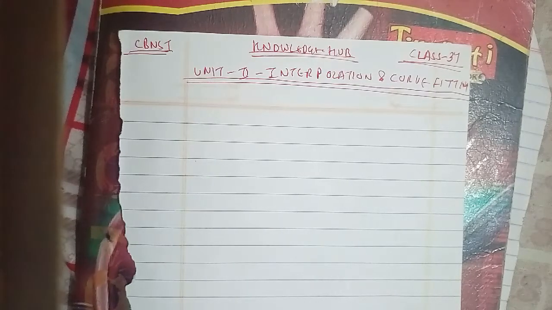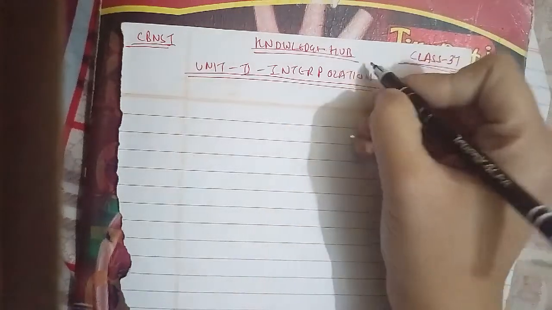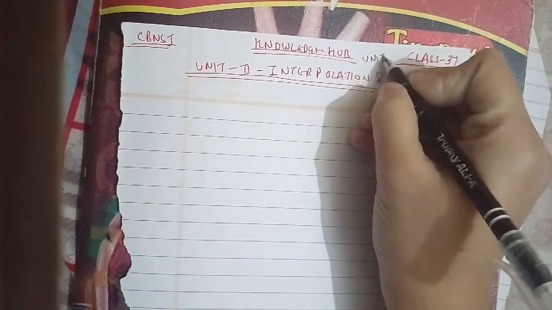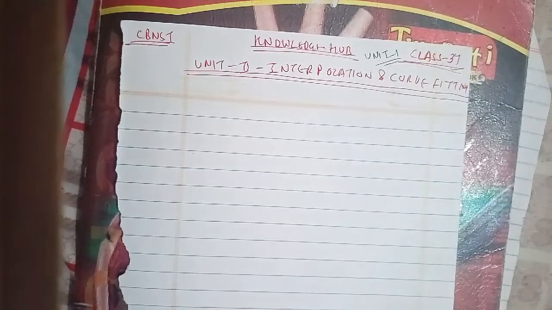Today we're going to start with your CBNST class, the important one, Computer Based Numerical and Statistical Technique. This is the 34th class. We had done 33 classes in the last session, where we started with unit 1, computer arithmetic and roots of equations, which we completed in the last classes.